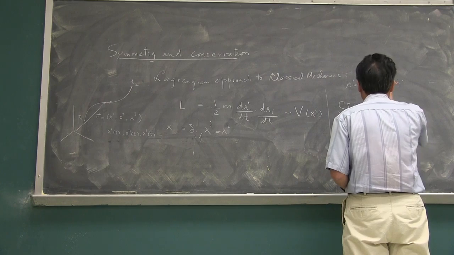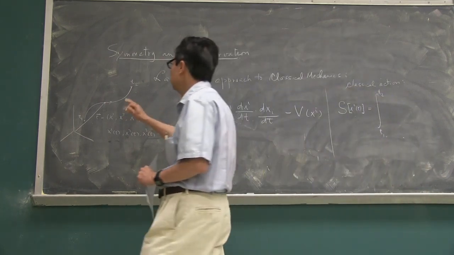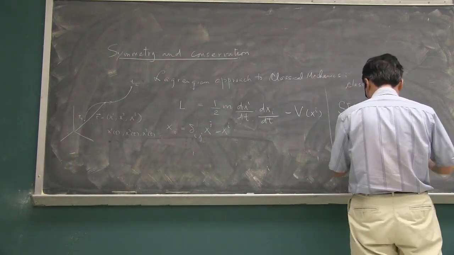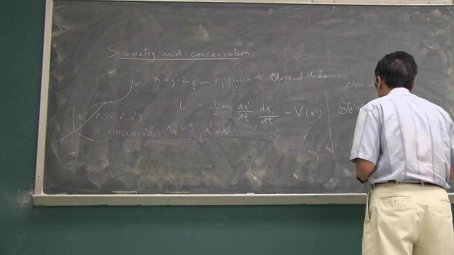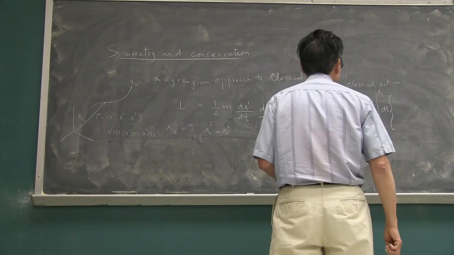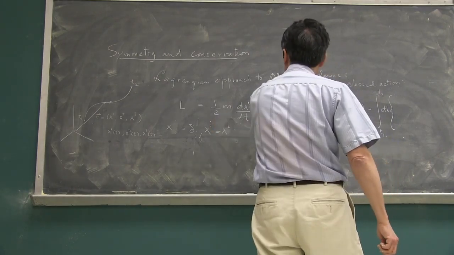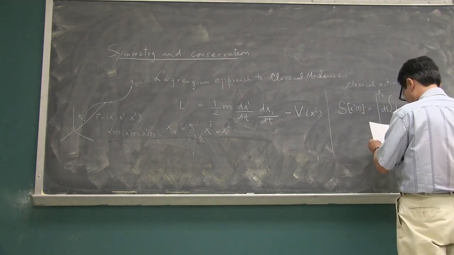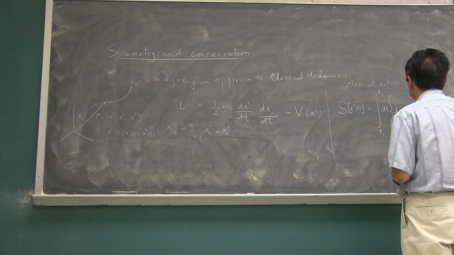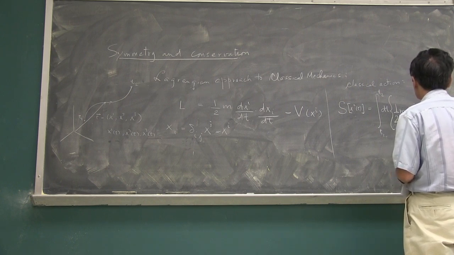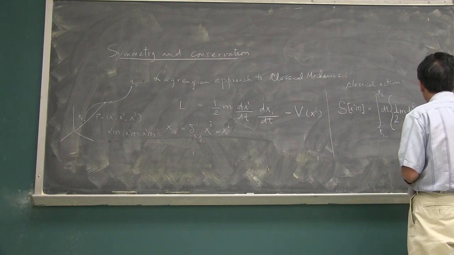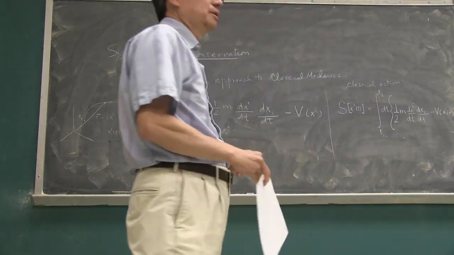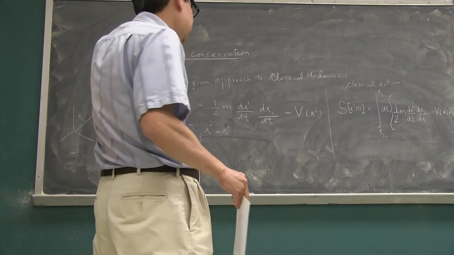I sum over from the specified beginning time, t1, and the end time, t2, which are considered to be fixed times. And then I do the time integral of the Lagrangian, which means I do the time integral of this business here, the difference between the kinetic energy and the potential energy.